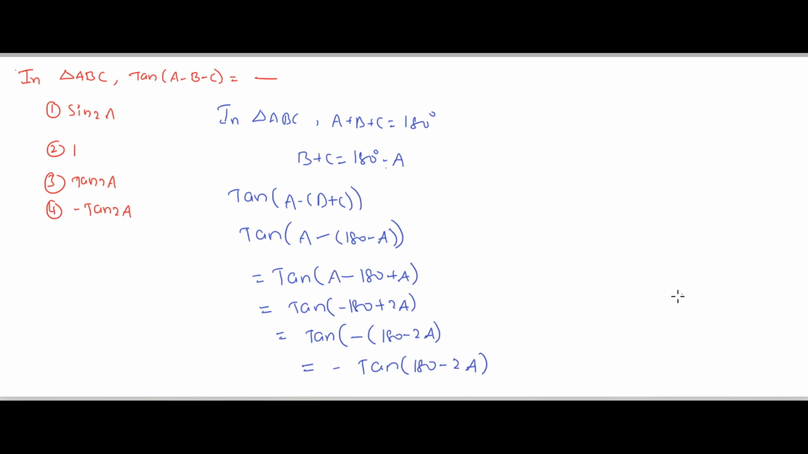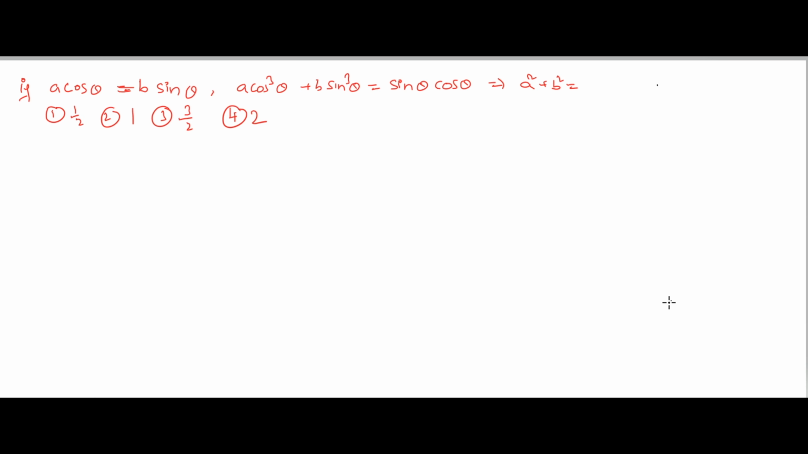So 180 minus theta lies in the second quadrant. In the second quadrant, tan is negative, that is minus of minus tan 2A. That value is minus into minus plus, that is tan 2A. That is the answer. If A cos theta is equal to B sin theta and A cos cube theta plus B sin cube theta is equal to sin theta into cos theta, then A square plus B square is equal to dash.